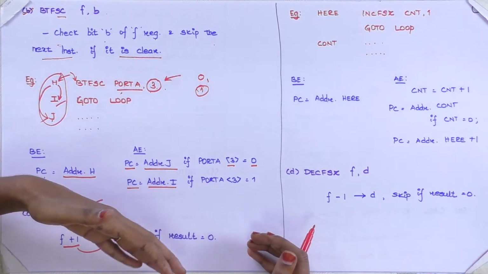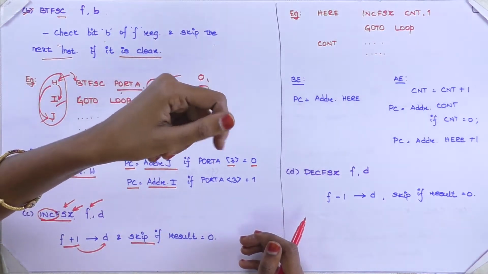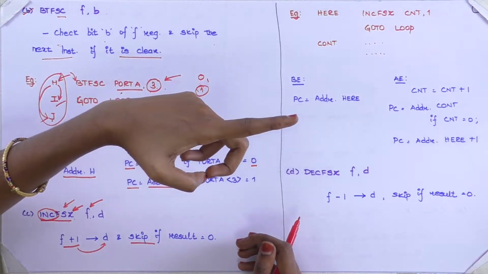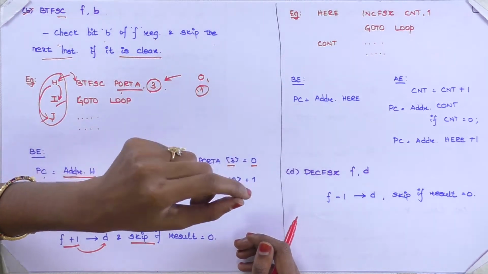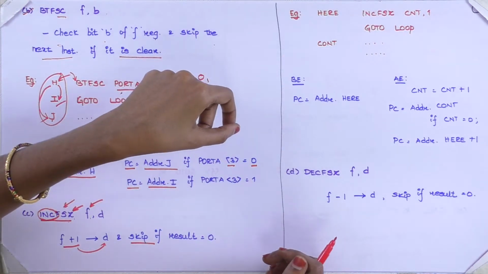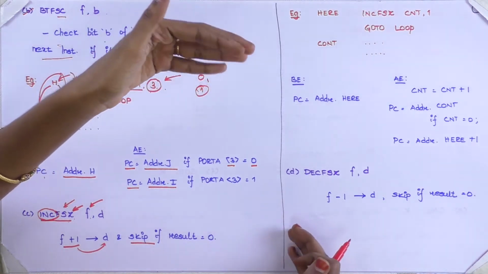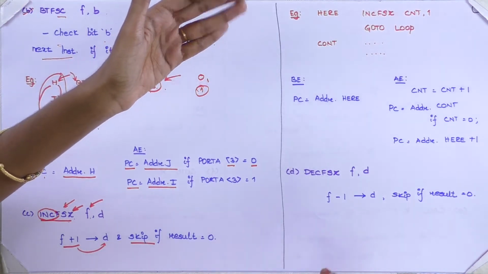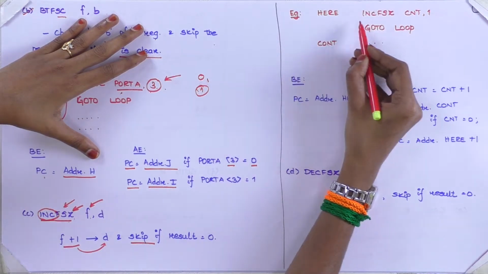This instruction will increment the content of the register that we have mentioned in the instruction by 1 and check whether the content of that particular register has become 0 or not. If that content has become 0, it will skip the immediate instruction and jump on to another instruction. If the content is not 0, then it will execute the very next instruction. Fine. So here we can see an example.